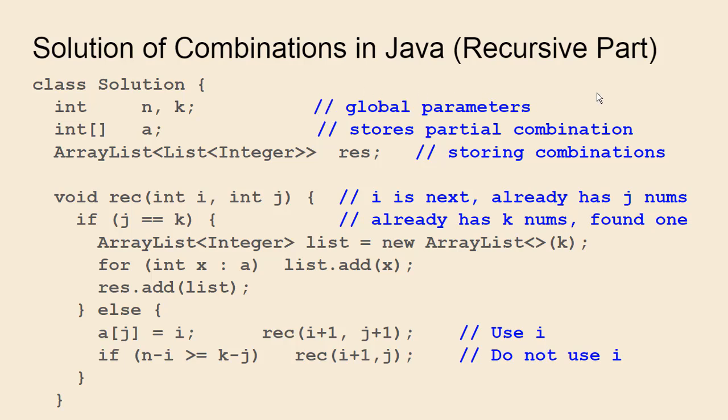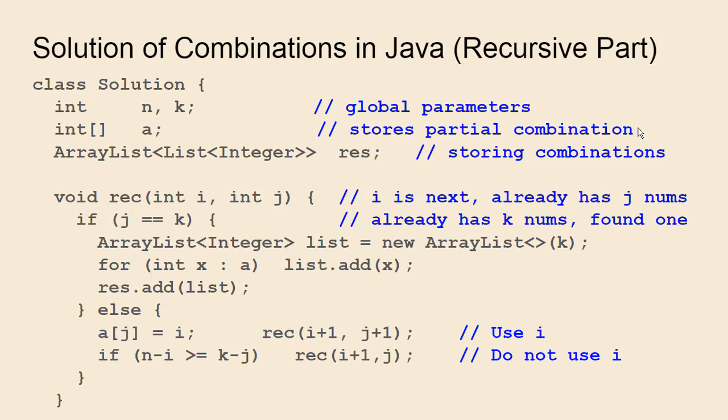We have some global variables which are used when the recursive method calls itself again and again. This is what recursive means. All those recursive calls to this function, REC, will need to use these shared global variables. There's n and k, which are the global parameters. We are doing n choose k, choosing k numbers out of 1 through n. And we also have an array that stores the partial combination. The recursive call is essentially gradually building up this partial combination.